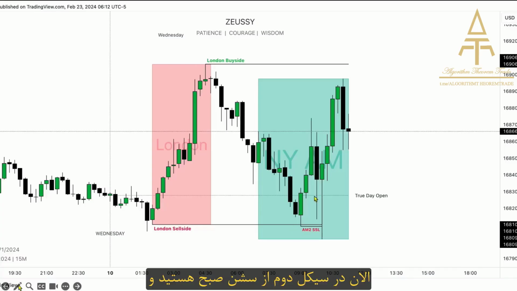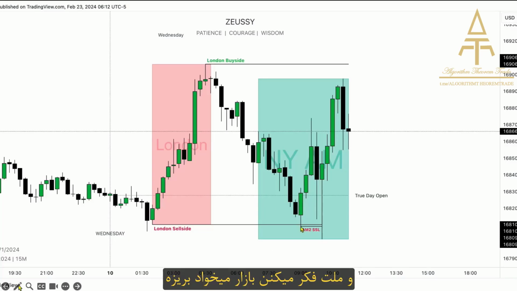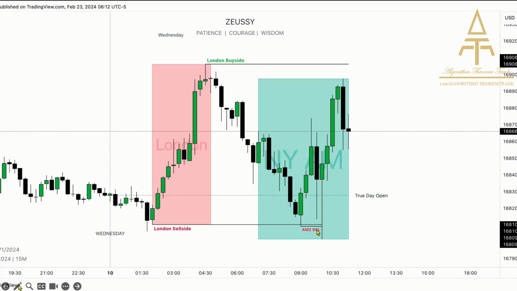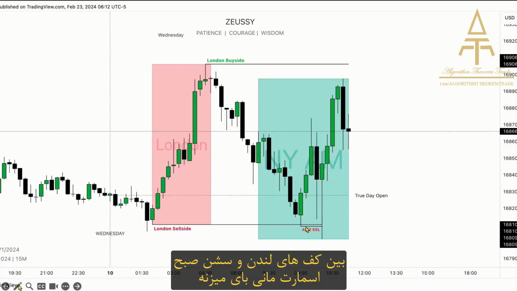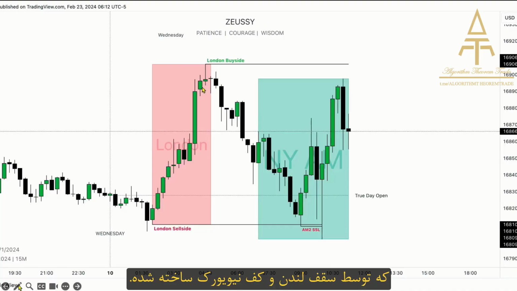What occurs is that during the third 90-minute cycle for the morning session, the market opens up, distributes lower, it manipulates, trapping people into believing that the markets are going to go lower. Below the AM2 sell-side liquidity and below the London sell-side liquidity, smart money goes long, fractal market maker buy model back into the range of the day thus far, the London high to the low of this candle right here.